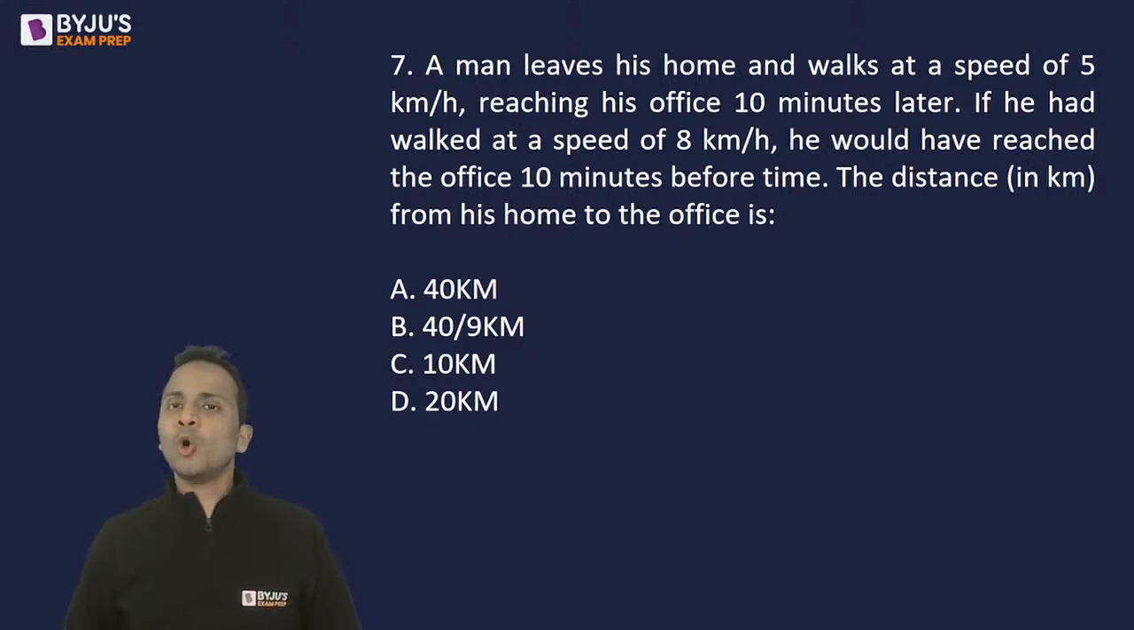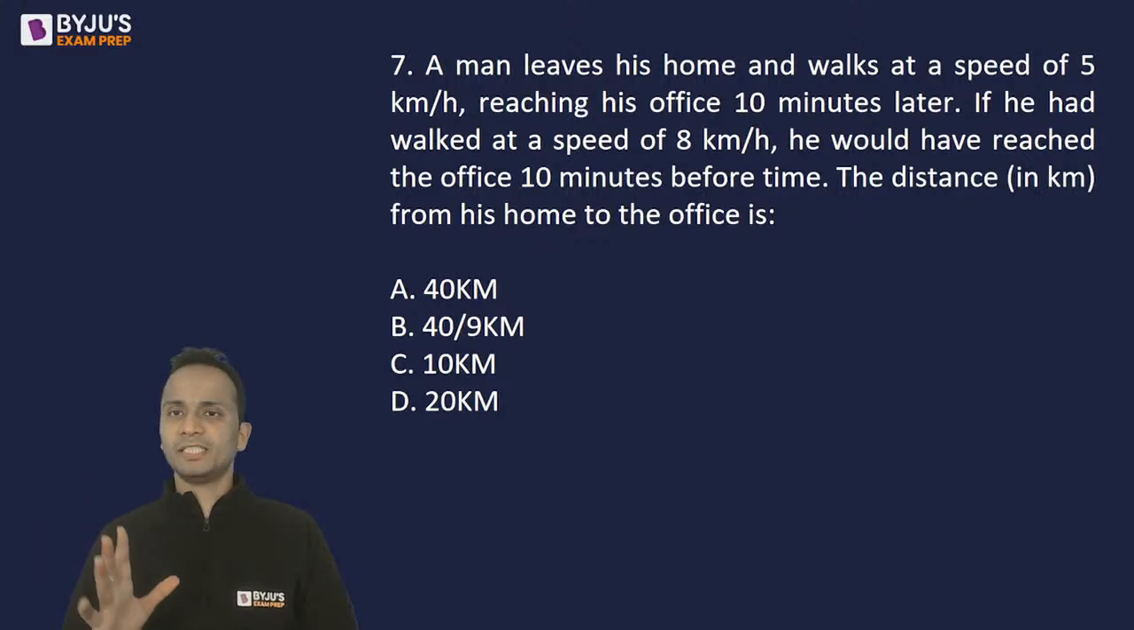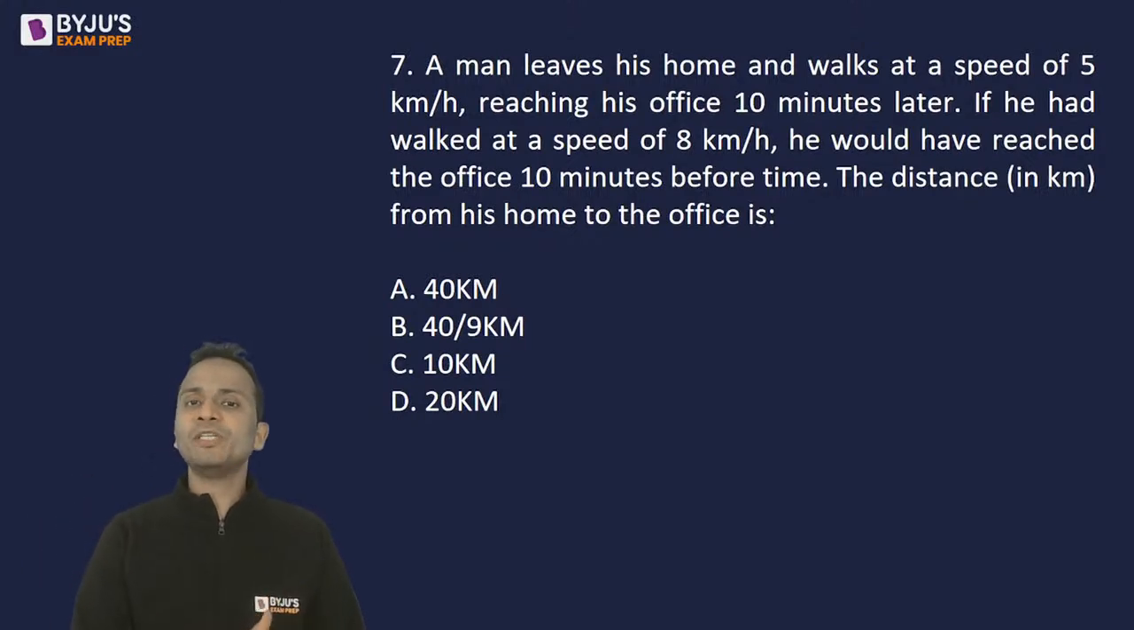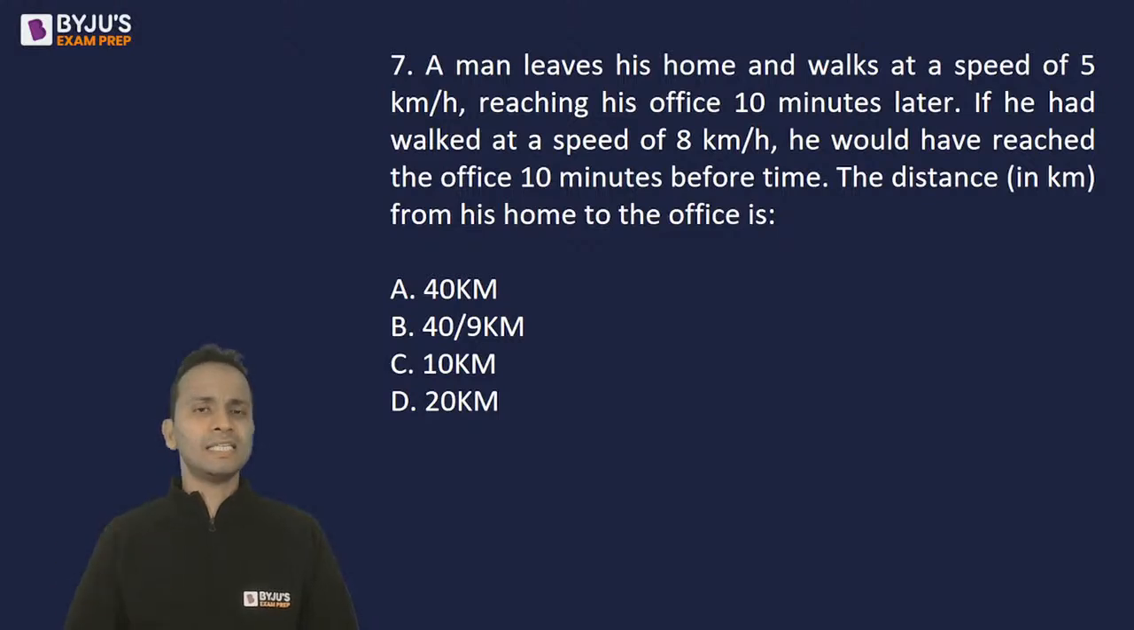A man leaves his home and walks at a speed of 5 km per hour, reaching his office 10 minutes late. So if he walks at 5 km per hour, he will be 10 minutes late. Now, if he had walked at a speed of 8 km per hour, he would have reached the office 10 minutes before the time. So in the first case, he was 10 minutes late, and in the second case, he is 10 minutes early. We'll have to find out the distance between his house and his office.